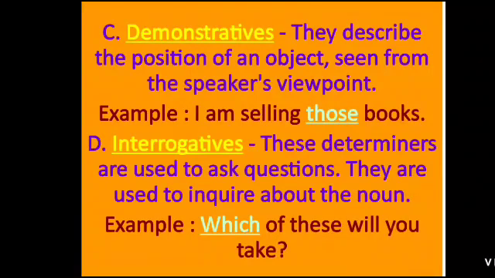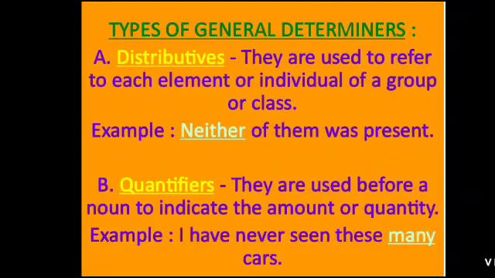Then interrogatives. These determiners are used to ask questions. They are used to inquire about the noun. That means when we are asking questions, inquiring, which of these will you take? That means either of the two you are thinking of taking. So which of these? That means you know the things are kept. Which of these will you take? Many things are kept. One you will take, or two you will take, whatever. So which of these will you take? That means you are inquiring, you are asking a question.